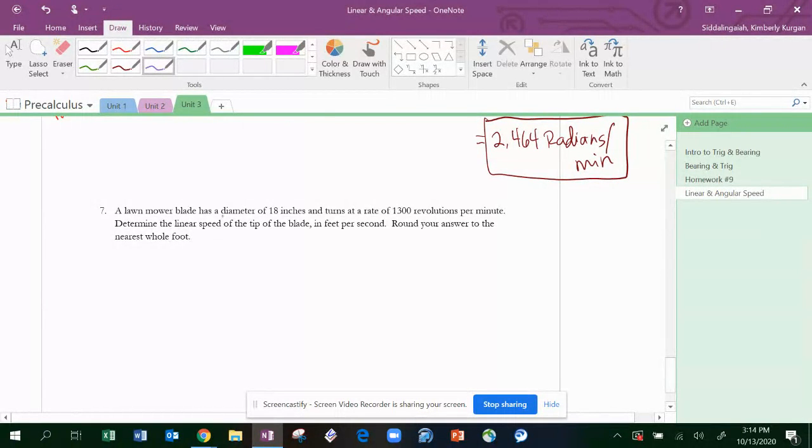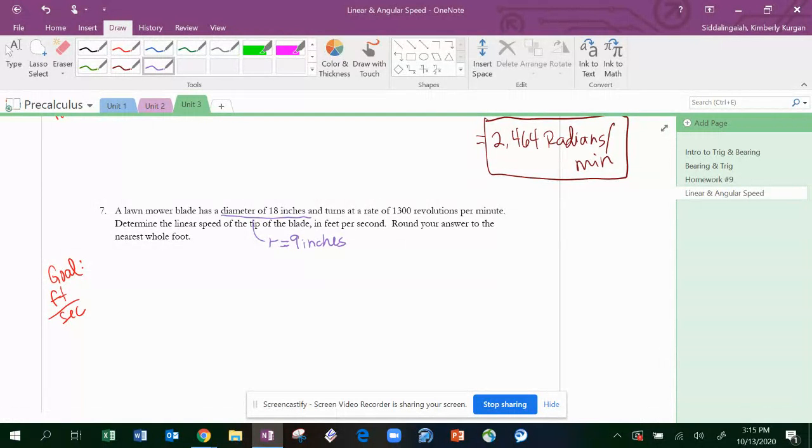It has a diameter. Gosh, I hate that. I immediately write 9 inches for my radius, cut that in half, and it turns at a rate of 1,300 revolutions per minute. Okay, so we are trying to get to a linear speed. So let's write our goal over to the side. Our goal is feet per second. Feet per second. All right.